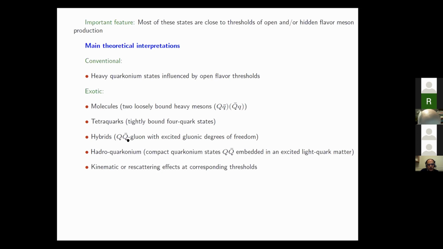Hybrids consist of a quark-antiquark pair and a gluon with excited gluonic degrees of freedom. Hadroquarkonium is a compact quarkonium state which is embedded in excited light quark matter. And some of the states were also interpreted as pure kinematic or scattering effects at the corresponding thresholds.